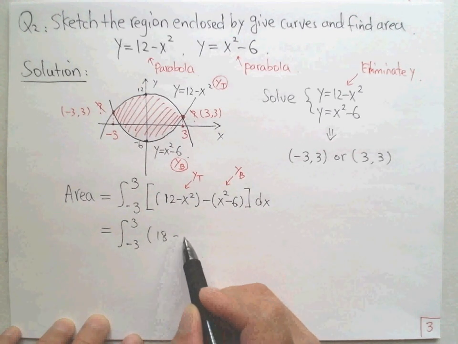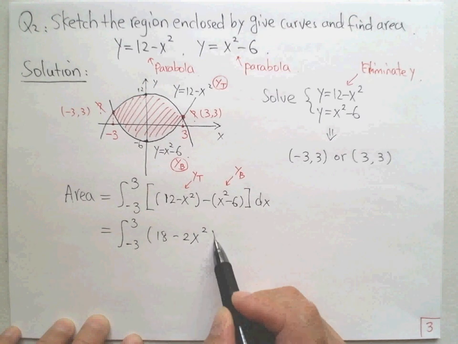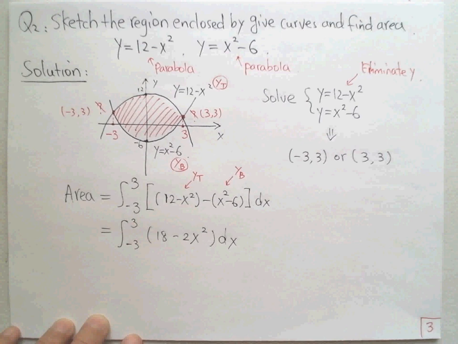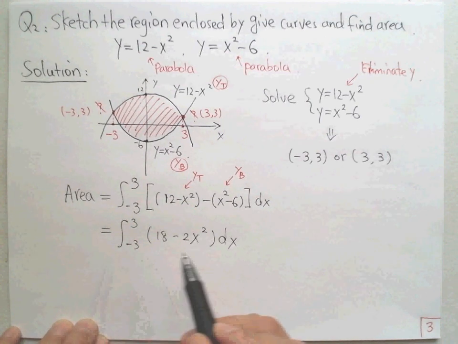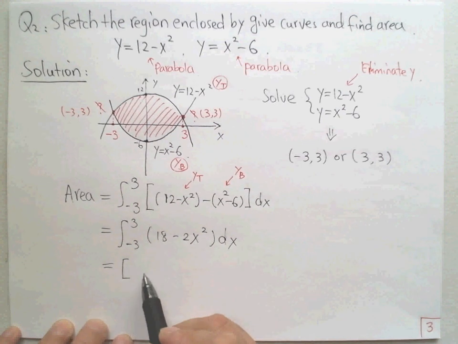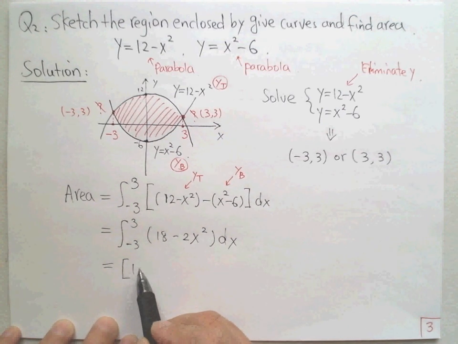Simplify this, what do I get? I get 18 minus 2x squared times dx. Okay, and then we look at this is a polynomial. Polynomial is easy to find. This is power, so antiderivative is their power. So what is the antiderivative?